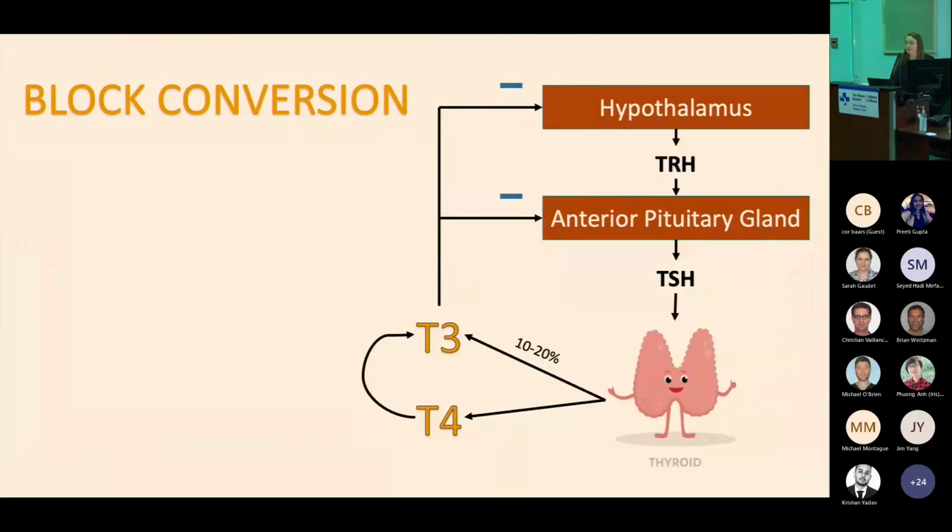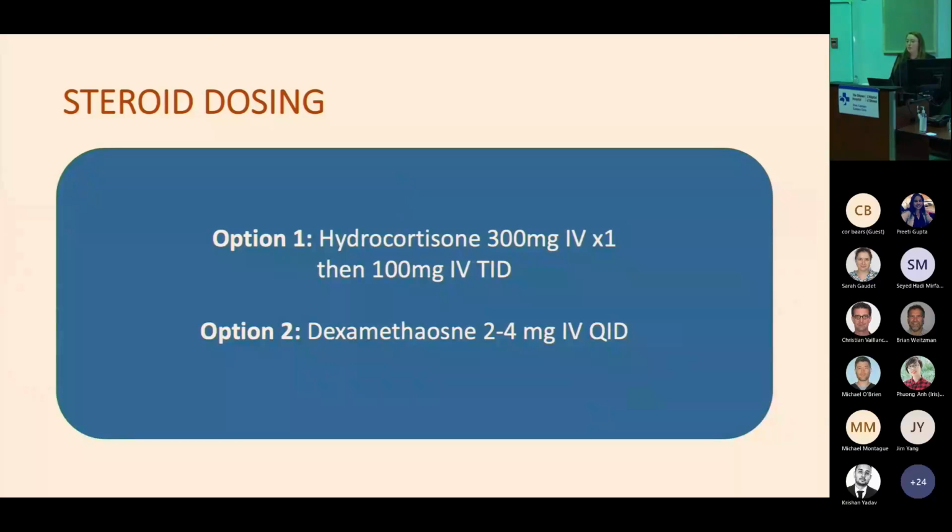All right, step 3, you're going to block the conversion of T4 to T3. We use steroids to do this, and they have the added benefit of actually helping as well in relative adrenal insufficiency secondary to the hypermetabolism of thyroid storm. There's not much evidence for the use of steroids that I could find in the literature, but ultimately everyone should receive the following doses. So everyone should receive hydrocortisone 300 and then 100 milligrams TID following.